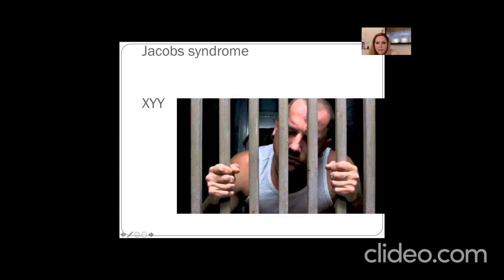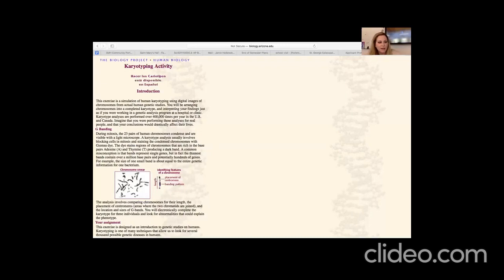In teams, you are going to see a karyotyping activity. So we're done with the notes. I'm just going to introduce the activity, then I'll let you go. Email me or put in the chat if you have questions. You'll have a karyotyping activity in teams that's due at midnight. Hopefully you can see it on my screen right now.